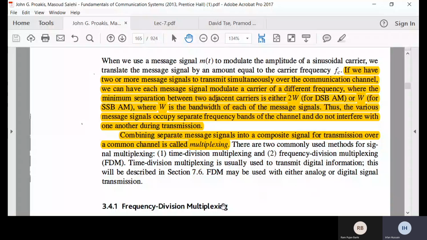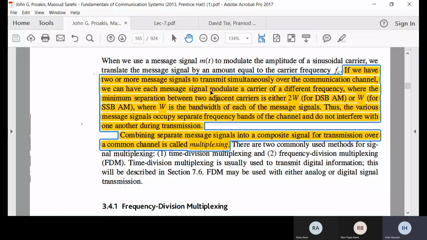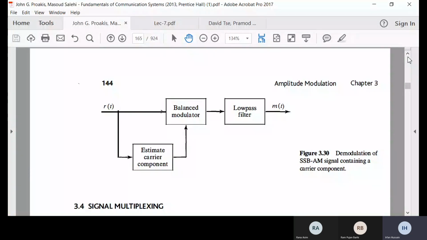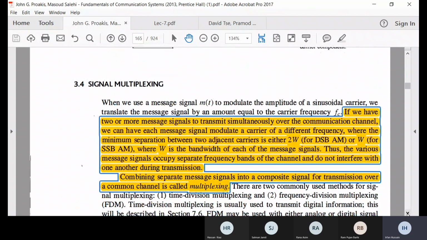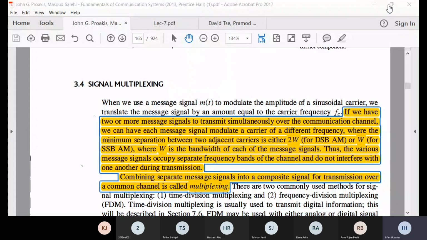So if you remember, in the last lecture we had started signal multiplexing, and we saw that one can multiplex signals with the help of amplitude modulation. And how is that possible? It is possible if I modulate signals of two users onto two different frequencies by using amplitude modulation.